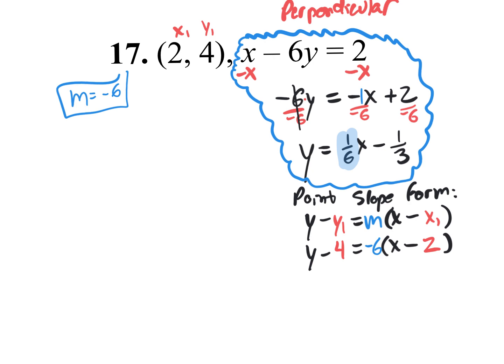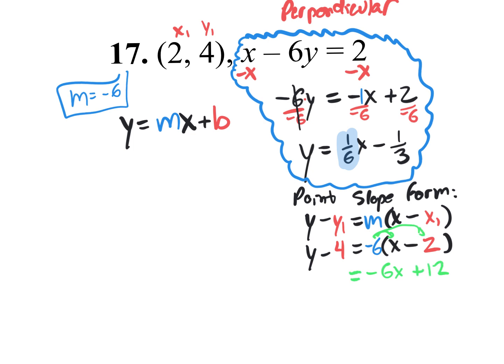But they say slope-intercept. We know slope-intercept is y equals mx plus b. And obviously, y is not by itself. But more importantly, there's no parentheses anywhere on that side. So we don't want these parentheses. And to get rid of those parentheses, we distribute. So we're going to distribute that -6. -6 times x is -6x. -6 times -2 is +12.